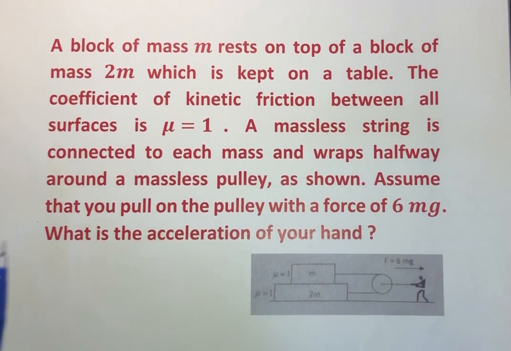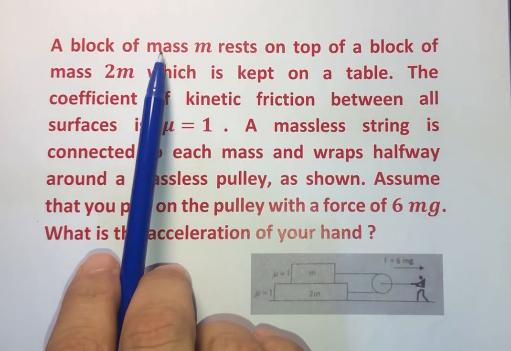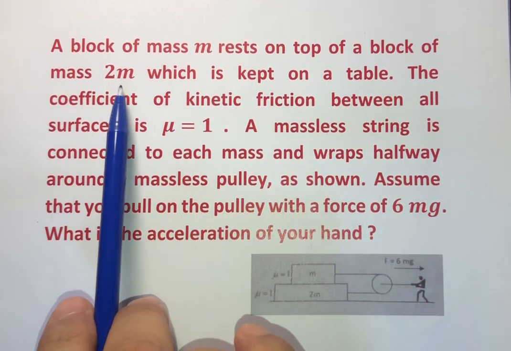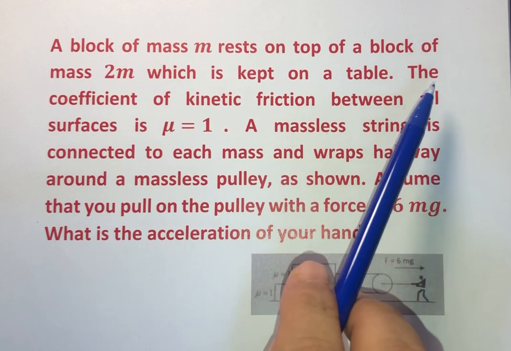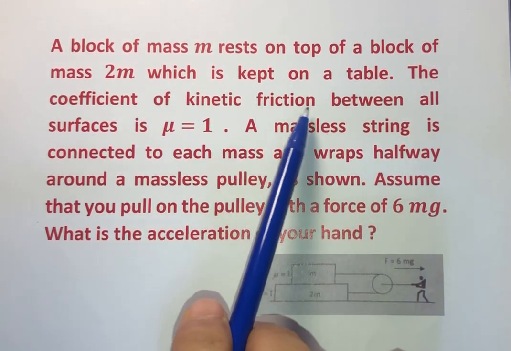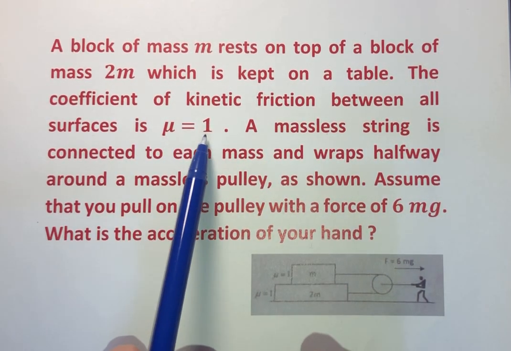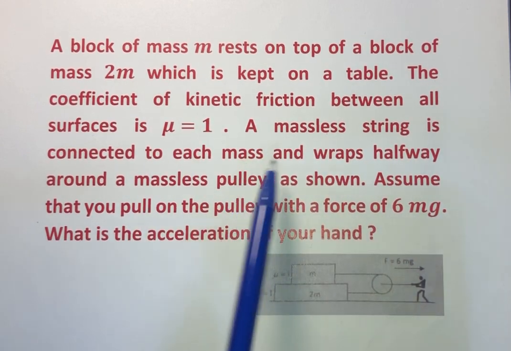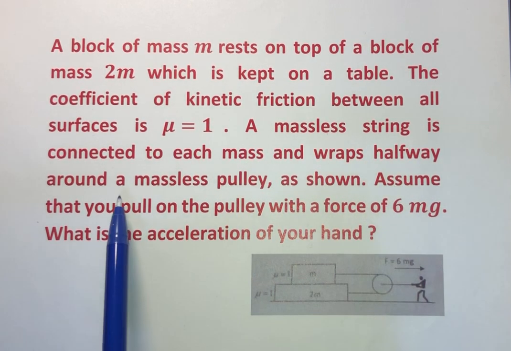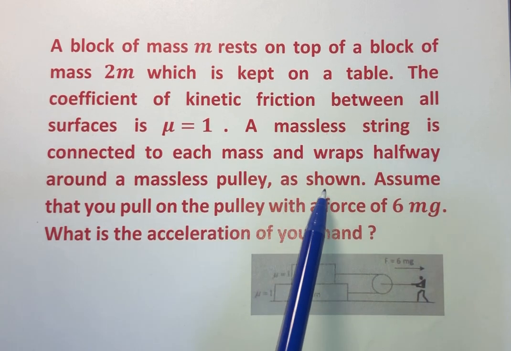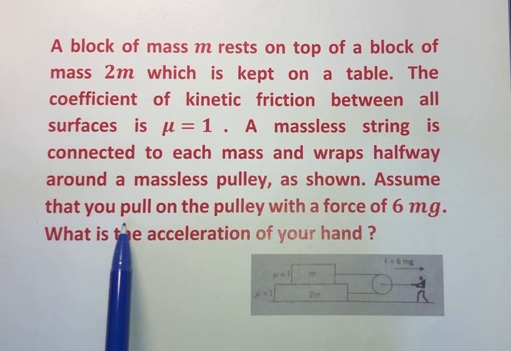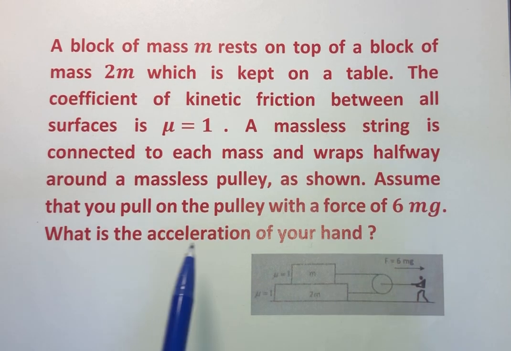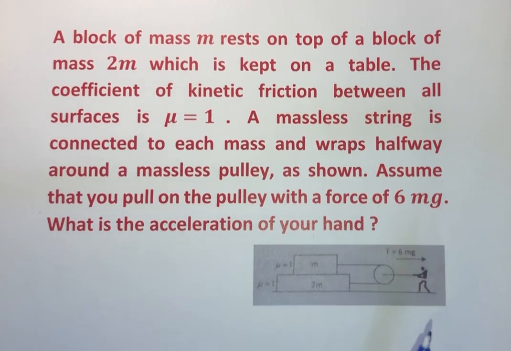Hello friends, so in today's question, a block of mass m rests on the top of a block of mass 2m which is kept on the table. The coefficient of kinetic friction between all the surfaces is mu, which is equal to 1. A massless string is connected to each mass and wraps halfway around a massless pulley as in the figure. Assume that you pull the pulley with a force of 6 mg. What is the acceleration of your hand?